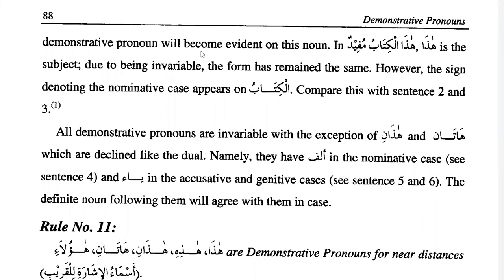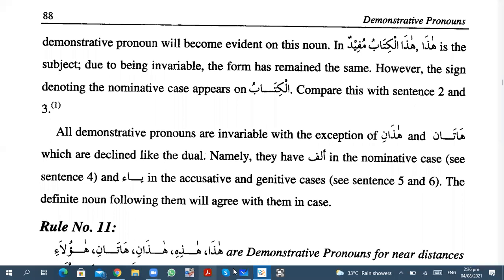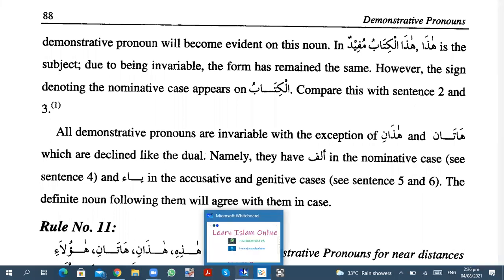All demonstrative pronouns are invariable with the exception of hadhani and hataani, which are declined like the dual. Namely, they have alif in the nominative case, see sentence four, and ya in the accusative and genitive cases, see sentences five and six. The definite noun following them will agree with them in case.